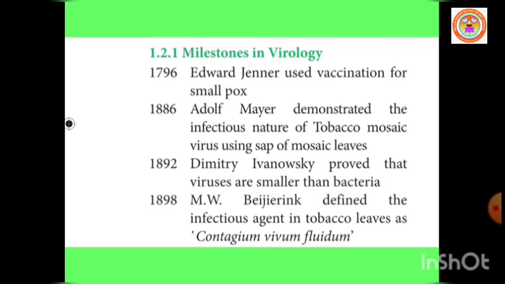In 1898, M.W. Beijerinck defined the infectious agent of the tobacco mosaic disease in tobacco plants, the fluid obtained from them, as contagium vivum fluidum. Contagium can cause disease, vivum means containing living material, fluidum means fluid. The leaf extract of the tobacco leaves, especially infected leaves, contains the causative organism. That is what it means.